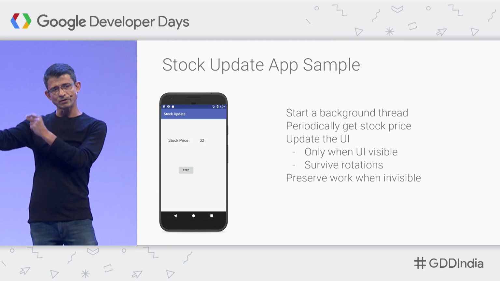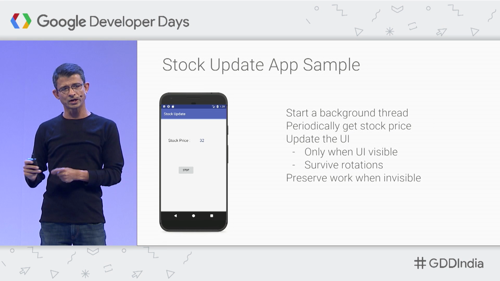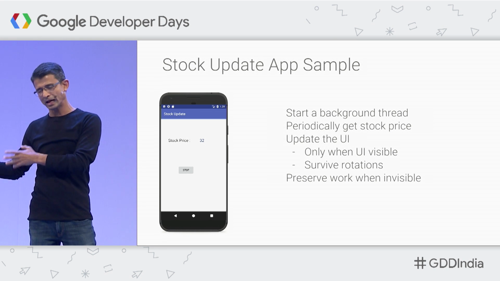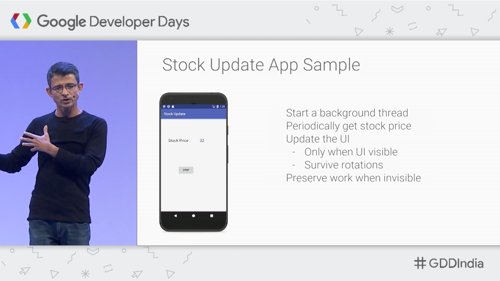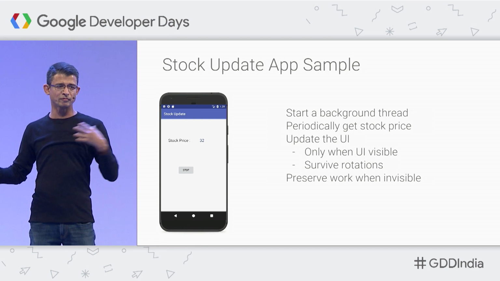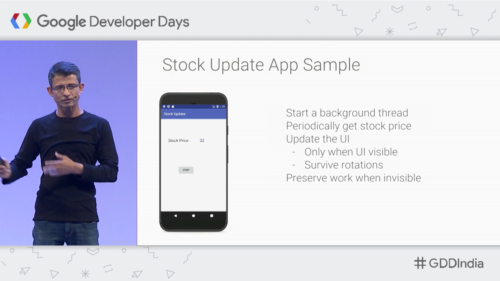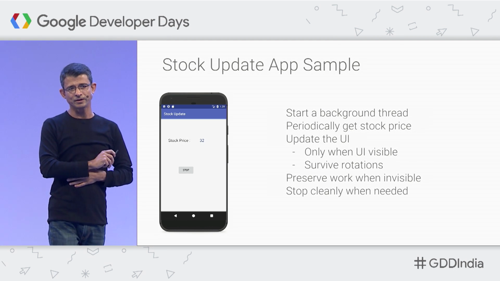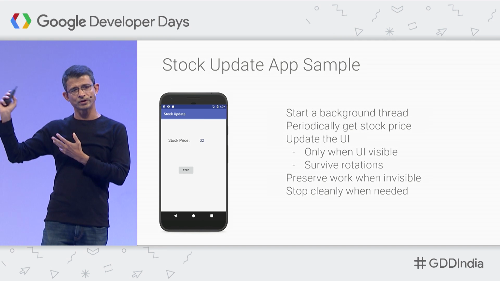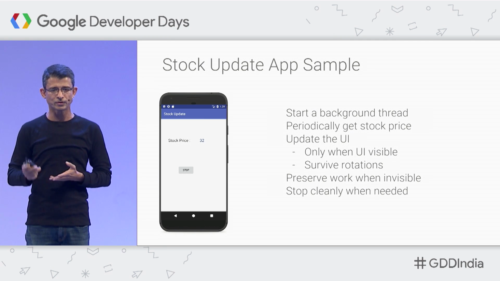So assume that you downloaded the latest value of the stock and you're running some algorithm to do some calculations on that. You have done that in a background thread, and you want to preserve the work. You don't want to throw it away even when the app goes away, at least for a few seconds. But you would also want to stop cleanly when needed. So you don't want to run forever. You don't want to run unnecessarily. So you want to stop also.